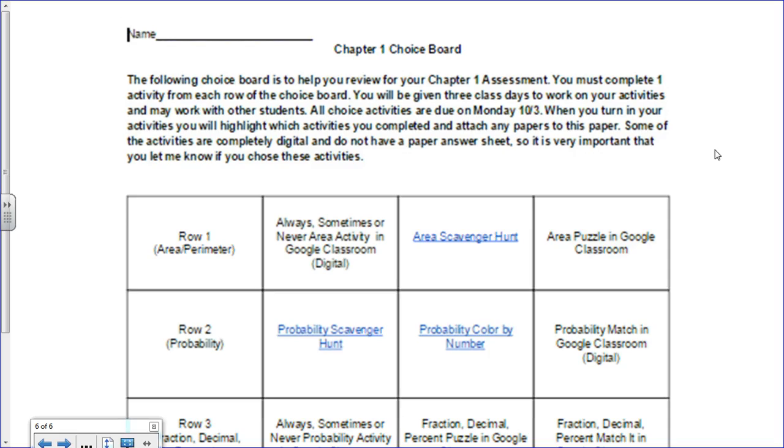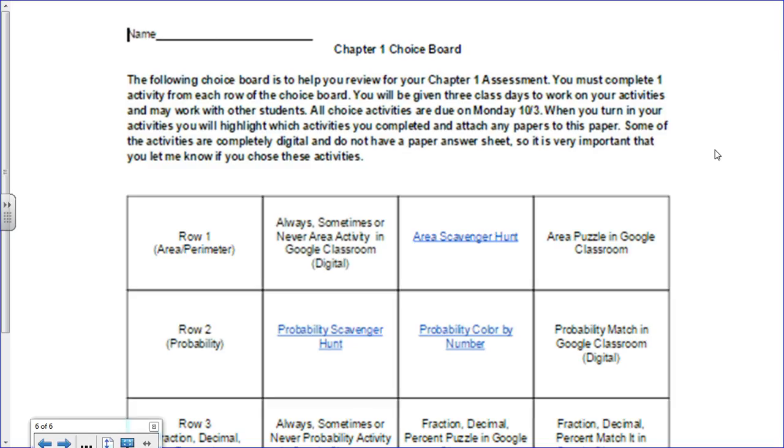Okay, and the instructions at the top say the following: the choice board is to help you review for your Chapter 1 assessment. You must complete one activity from each row of the choice board. You'll be given 3 class days to work on your activities, possibly more, depending on how quickly you finish your assessment, and you may work with other students. All choice activities are due on Monday, 10/3, which is October 3rd. When you turn in your activities, you'll highlight which activities you completed and attach any papers to this particular paper.